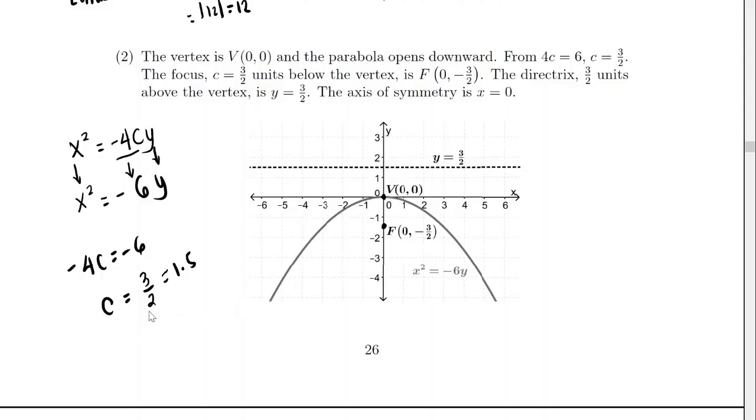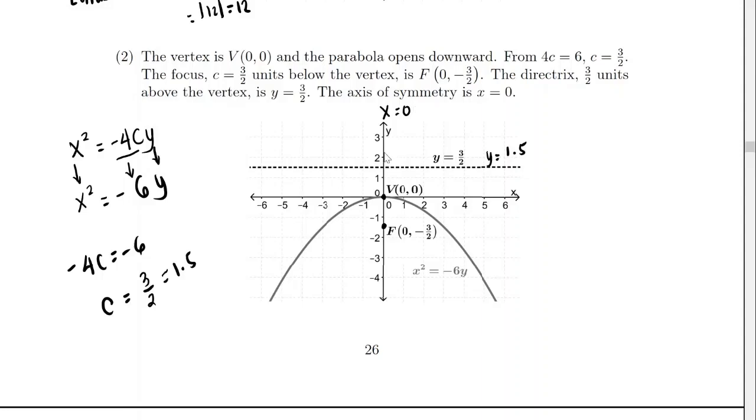We also have c units, so that is 1.5. This line is y equal to 3 over 2, or y equal to 1.5, above the vertex. As for the axis of symmetry, since we have the vertex at the origin and the parabola is symmetric through the y-axis, the axis of symmetry is x equal to 0.